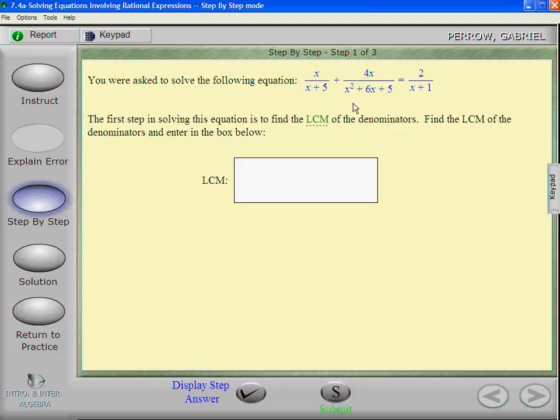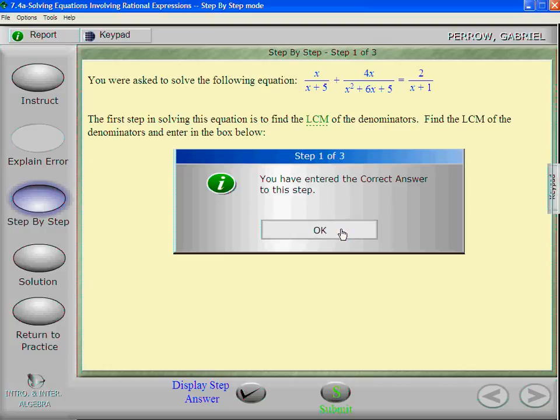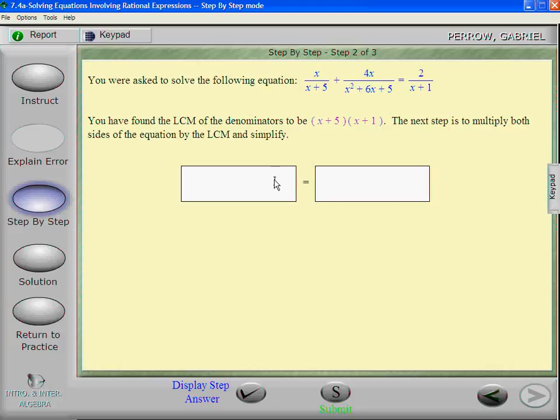So x plus 5 times x plus 1 is our lowest common denominator, or lowest common multiple. You're going to need to multiply both sides by that lowest common multiple. Once again, we're going to run out of time with this, so I'll try to give you a few brief steps, and then we'll get to video 3 to try to finish this particular problem off.